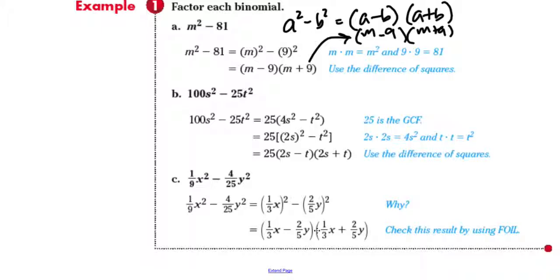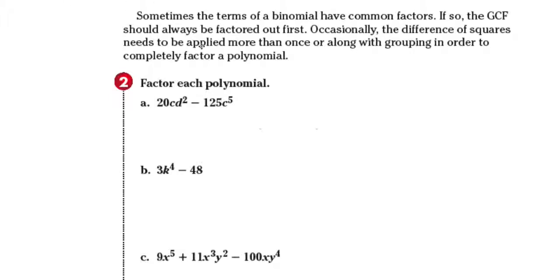Okay? Let's take a look at example number 2. Sometimes the terms of a binomial have common factors. If so, the GCF should always be factored out first. Again, we've been doing this for the past examples. We need to find the GCF first and foremost. Okay? So after finding the GCF, then we can use the other factoring methods.